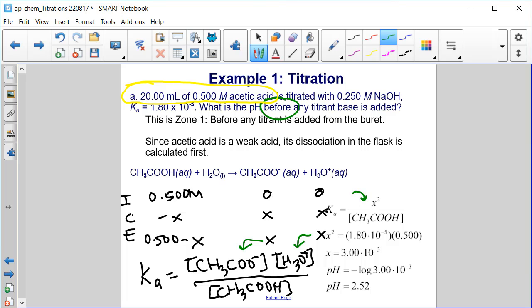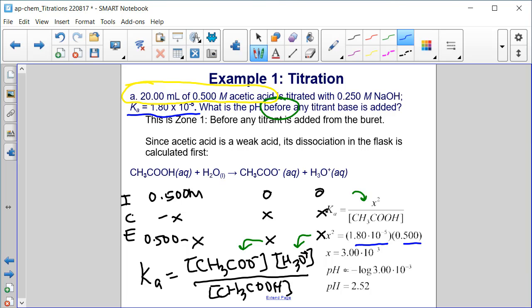CH3COOH. And as we've seen in the past, we can assume that this X is very small relative to the initial concentration. So we can simplify our Ka expression to be just the concentration of the CH3COOH. Then we rearrange here to solve for X squared. Ka is given in the initial problem, 1.8 times 10 to the minus 5 times 0.5. And then the square root gives X equal to 3 times 10 to the minus third.